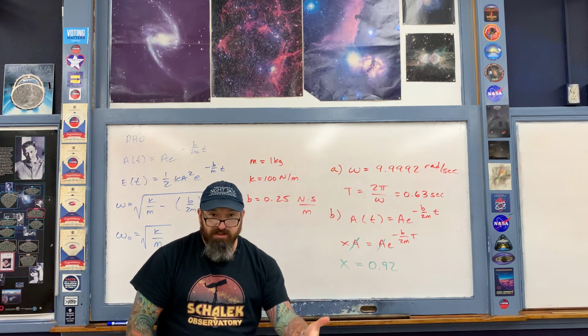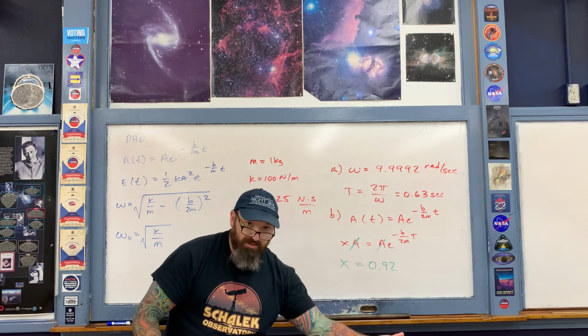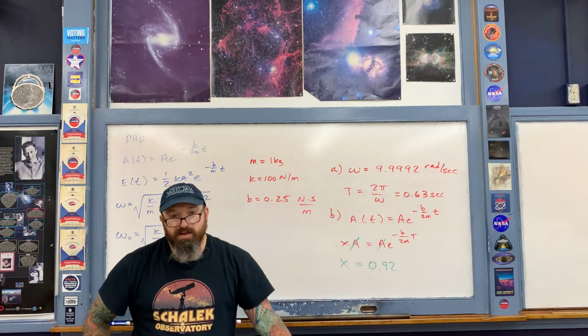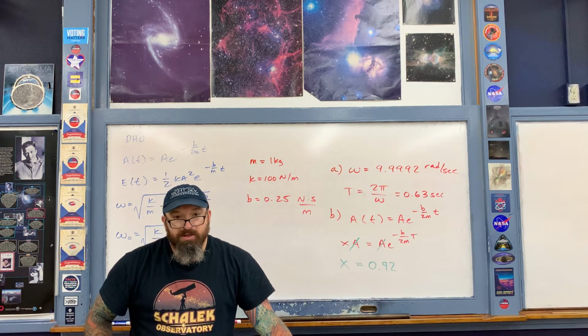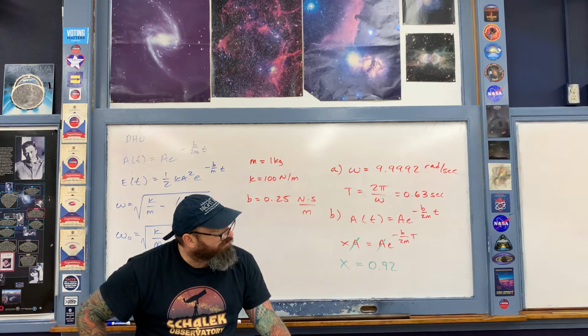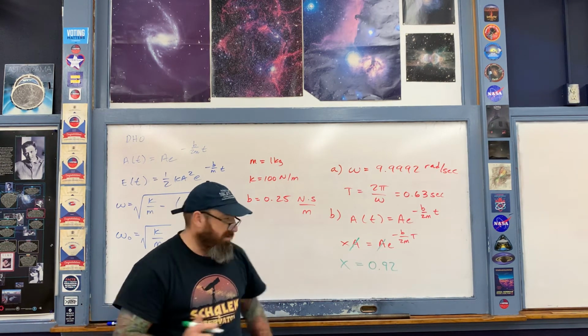And then after another oscillation goes by, then we still have 92% of that amplitude, and then 92% of that amplitude, and so on and so forth as the oscillations occur. So then therefore, to answer the question as it's phrased, it says, what is the fractional decrease in the amplitude per oscillation? It's an 8% decrease.